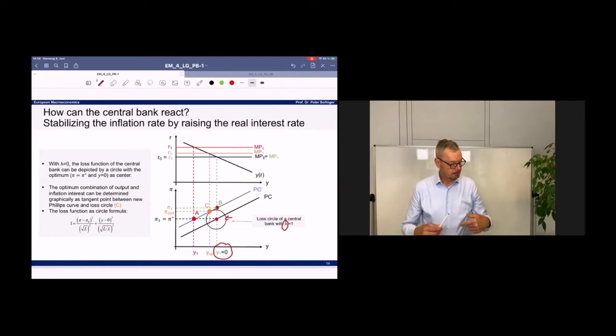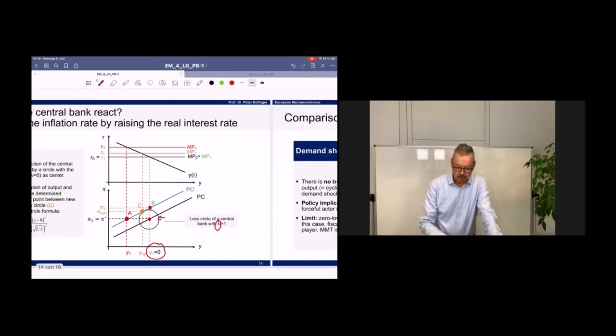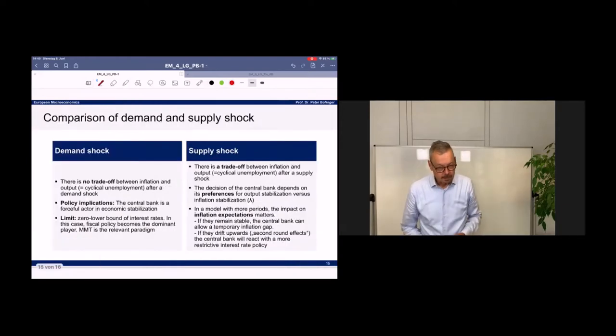trade-off. And when we now talk soon about the ECB's policy, we can see how the ECB deals with this kind of trade-off, because we have these supply shocks from time to time, with major increases in oil prices. And here we can see it's not so easy to find the optimum solution.